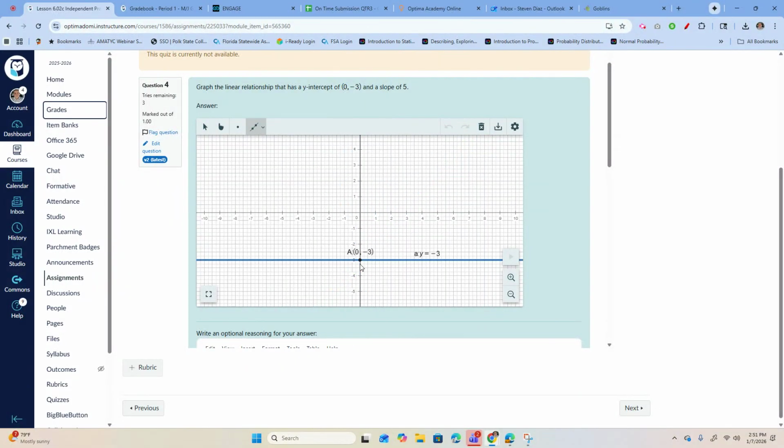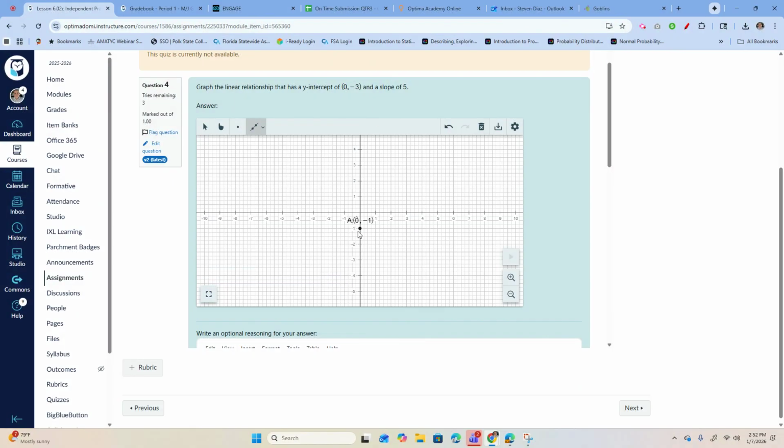Once you put the point 0, -3, what you're going to do next is use the slope, which is 5. From the point that you already put there, 0, -3, you're going to count 5 up: 1, 2, 3, 4, 5. See, that's the slope of 5. And then you're going to go 1 to the right. Why did I go 1 to the right? Because 5 is really 5 over 1, and that means you count 5 up and then 1 to the right. Oops, I don't think I counted right. Let me do that again.